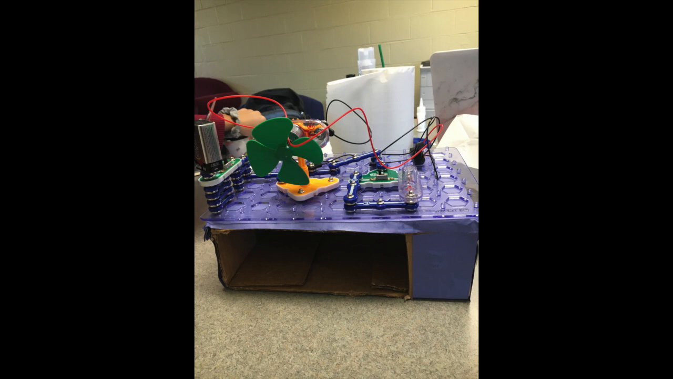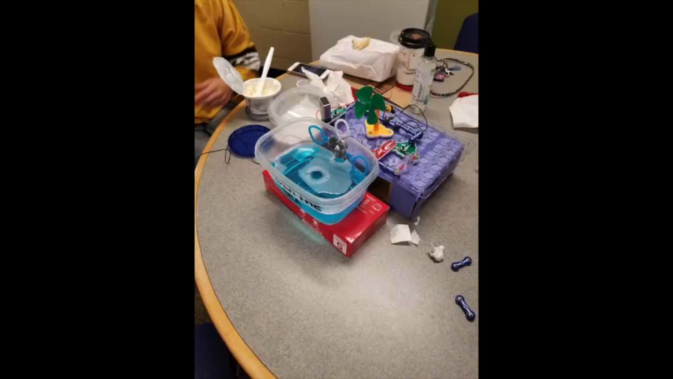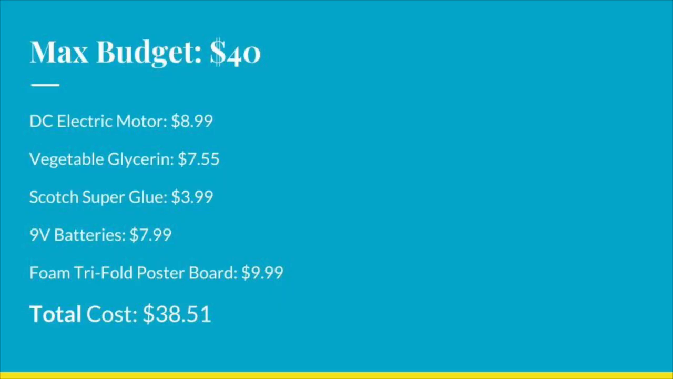We also changed the bubble solution because it had too much glycerin, which made the bubbles too strong. And we also used a different soap in the bubble solution because Method was too weak of a soap and we needed a stronger soap, so we used Dawn. And lastly, we used a higher voltage battery so it can make the fan and the wand a more powerful speed. So the budget for the automatic bubble blower was $40.